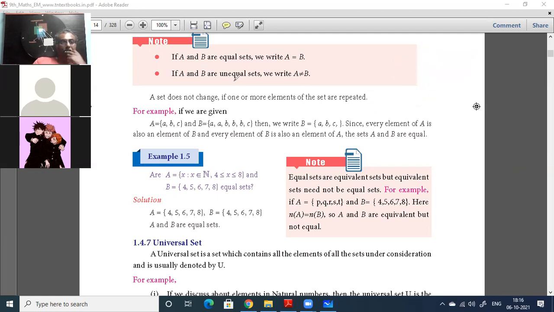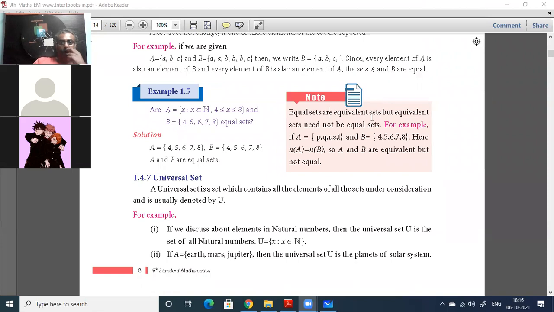You understood, Sandhya? Yes, uncle. You should not confuse the two. We write A does not belong to B. Thus, A is not equal to B, not does not belong to B. Again, you are repeating the same thing. A not equal to B. You don't write A does not belong to B.